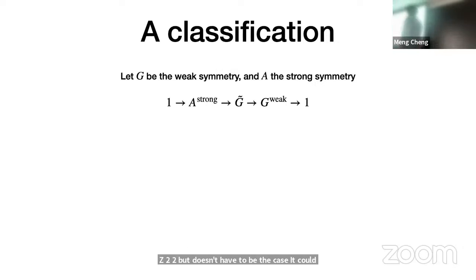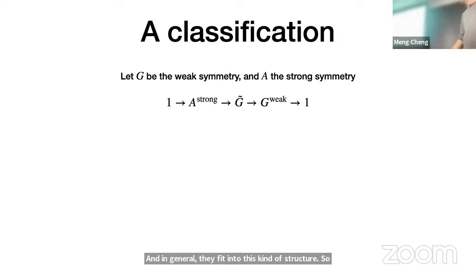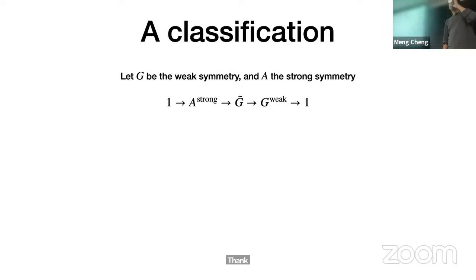It could be that G tilde is a non-trivial extension of G by A. In general, they fit into this kind of structure. A is a normal subgroup, and the weak G is a quotient of the total symmetry group by A. Usually a normal subgroup is gaugeable, but the quotient group is not. It's a non-trivial extension.